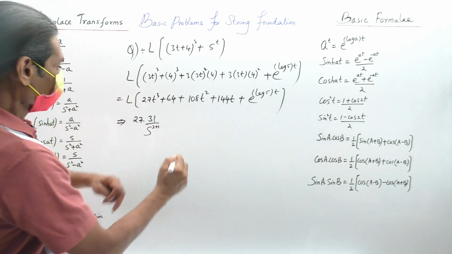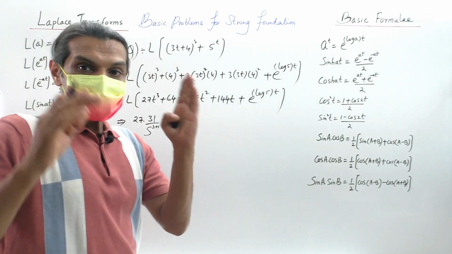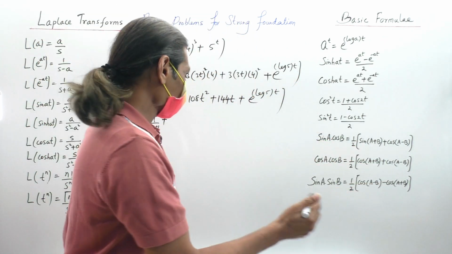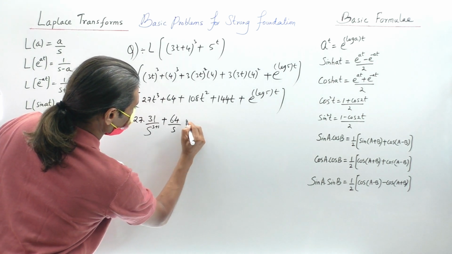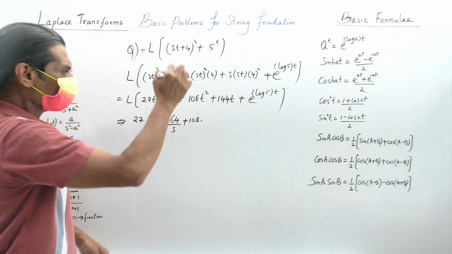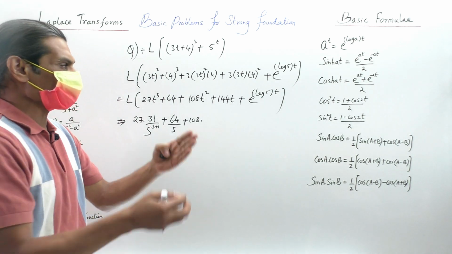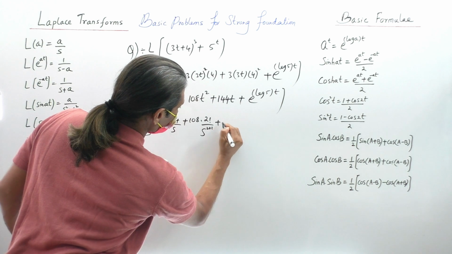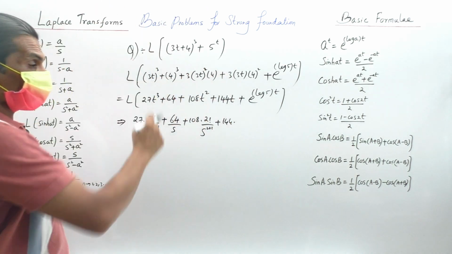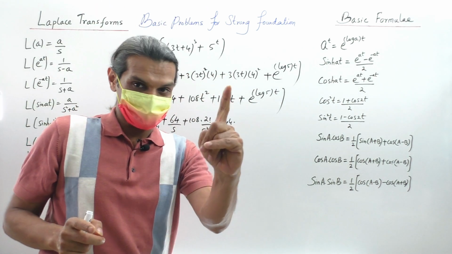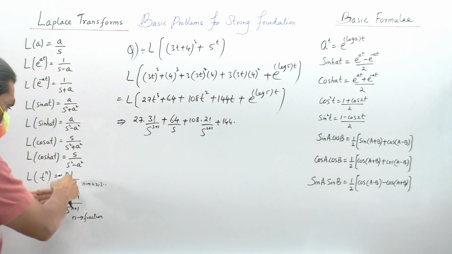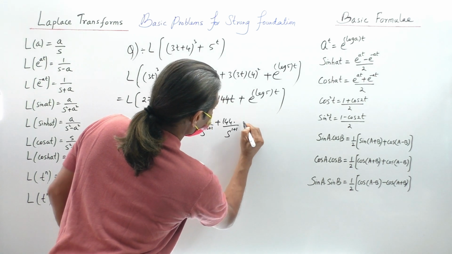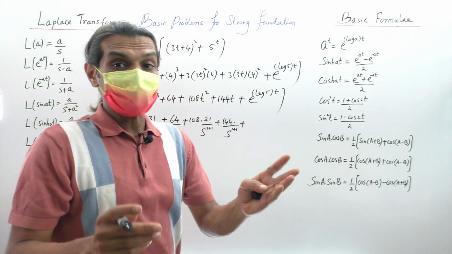Fine. Now, plus 64. What is 64? 64 is a constant, it's a number. So, Laplace of a is a by s. So, 64 will be what? 64 by s. Plus 108 into, again the same. Laplace of t raised to n is n factorial by s raised to n plus 1. So, t square is 2 factorial by s raised to 2 plus 1. Then we have 144 as it is. Again Laplace of t. See, t means t raised to 1. t raised to 1 is 1 factorial divided by s raised to 1 plus 1. Plus e raised to at.